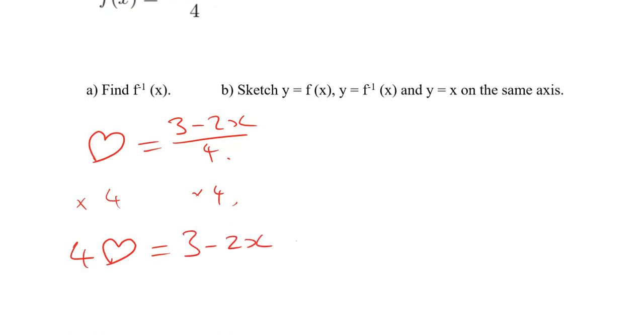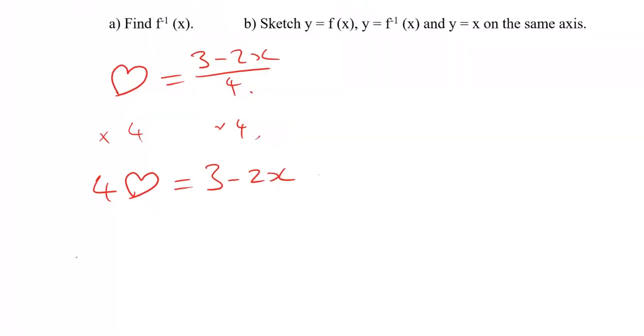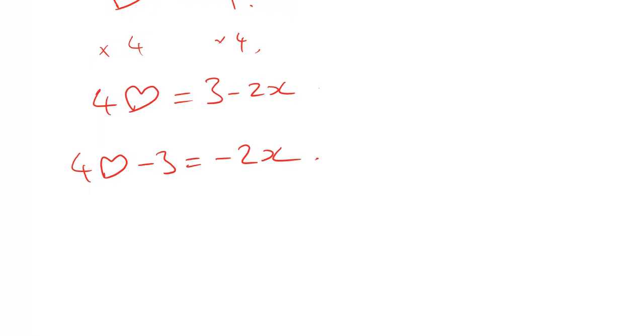Okay, now I need to take away 3 from both sides. So 4 heart symbol minus 3 equals minus 2x. Now I'm going to divide both sides by minus 2. 4 lots of that heart symbol minus 3, all divided by minus 2 is equal to x.